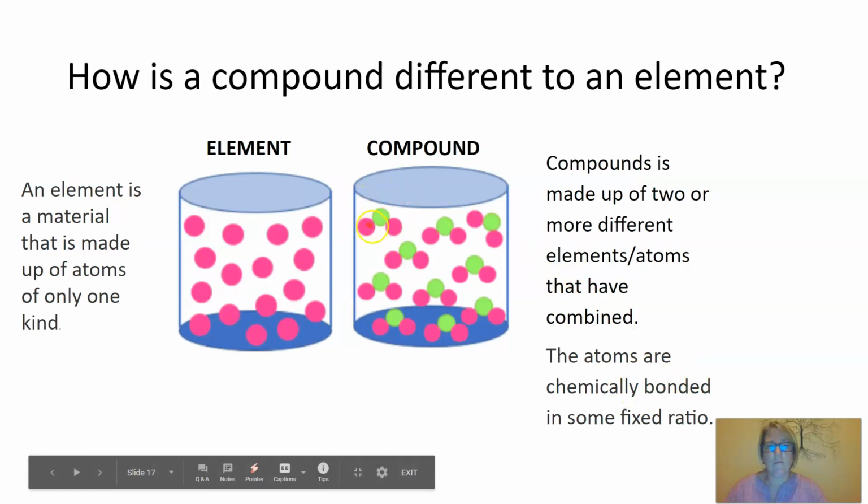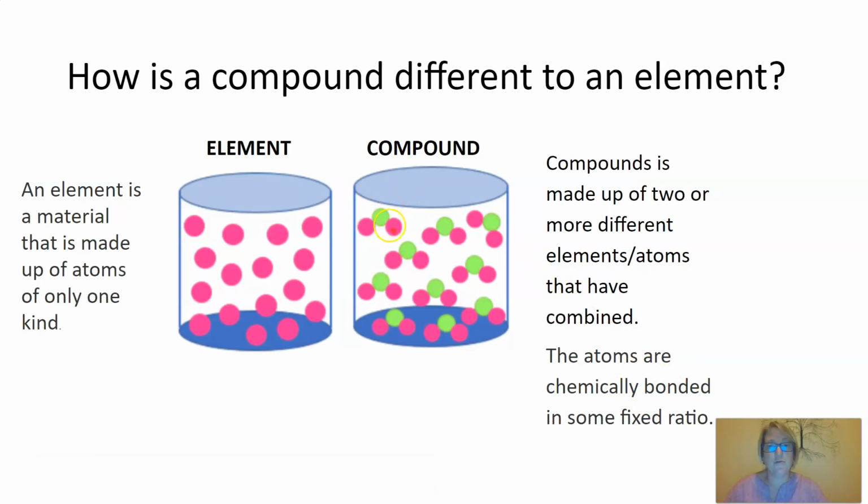So here we have a compound. It is made up of three atoms, 1, 2, 3, but it is only two different elements, a pink element and a green element.